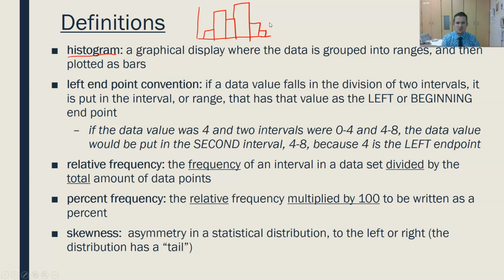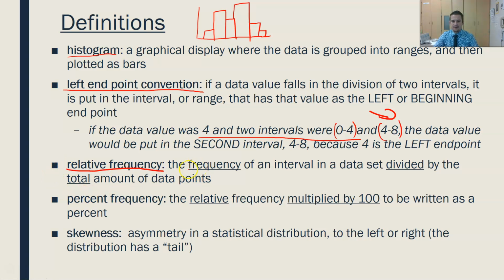Some general definitions when it comes to making these histograms I'm going to cover briefly, and then I'll talk about them when we're making our histogram. Left endpoint convention: if a data value falls on the division between two intervals, it is put in the interval or range that has that value as the left or beginning endpoint. If the data value was 4, for example, and I have two intervals, like numbers 0 to 4 and numbers 4 to 8, the data value would be put into the 4 to 8 interval because 4 is the left endpoint. We'll talk about that a little more in a minute, but that's the left endpoint convention, a general rule when I'm creating these histograms.